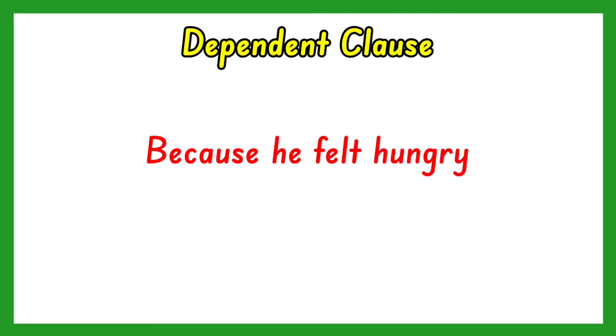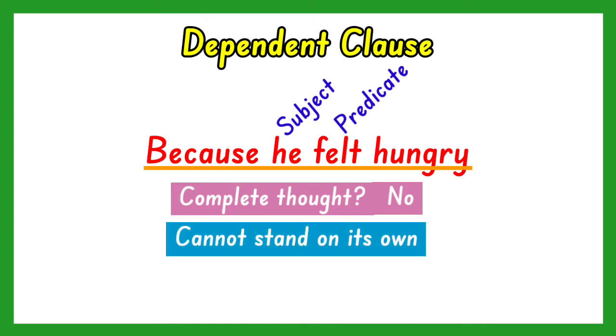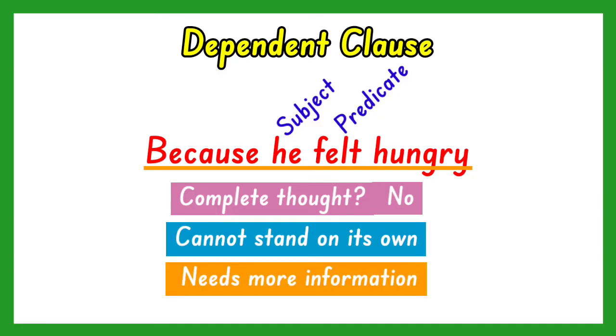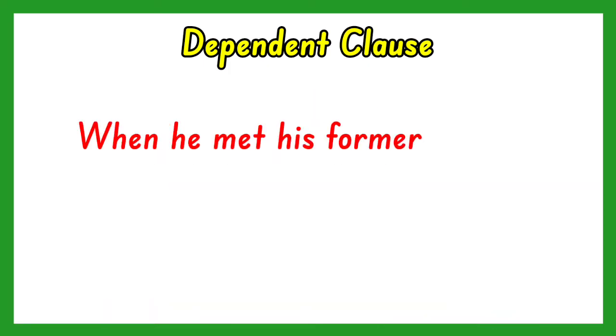Okay, let's examine this group of words. As you can see, it has a subject which is he and a predicate which is felt. But does it express a complete thought? No, it doesn't. Something is missing, right? So it cannot stand on its own. It still needs additional information, like what did he do next when he felt hungry? Okay? Let us have another example.